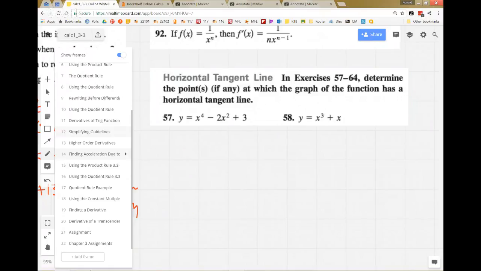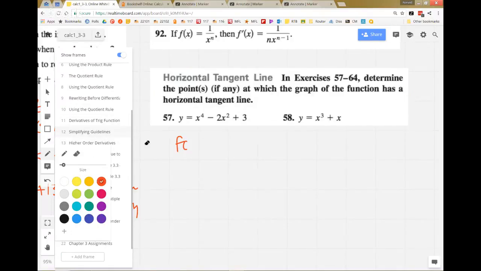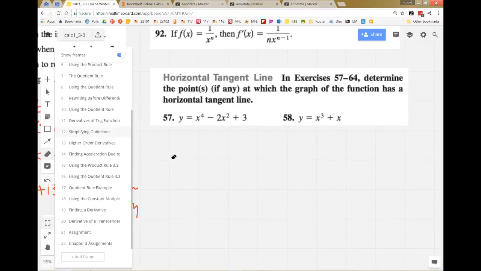Well, the way to find a tangent line is to find the derivative. So if that's your f of x in 57, then what's the derivative? Okay, well, we can use the shortcuts, right? We can say f prime is 4x cubed minus 4x. Right? Because the constant is 0, so we don't have to write it out. A horizontal tangent line would have what kind of a slope? A 0. So here's our derivative.